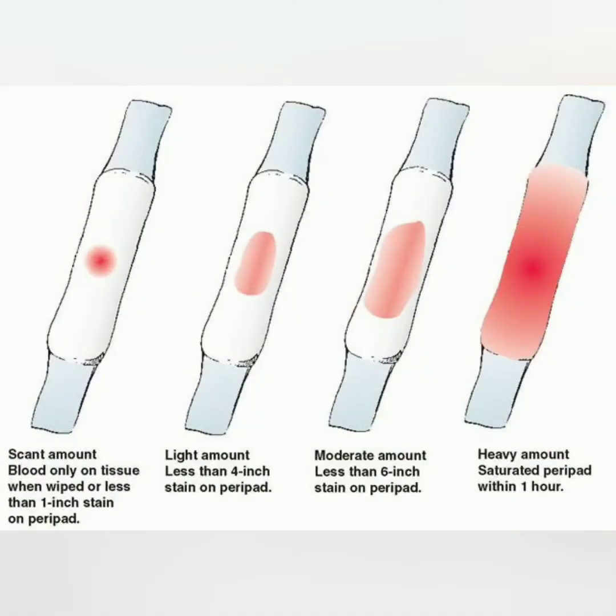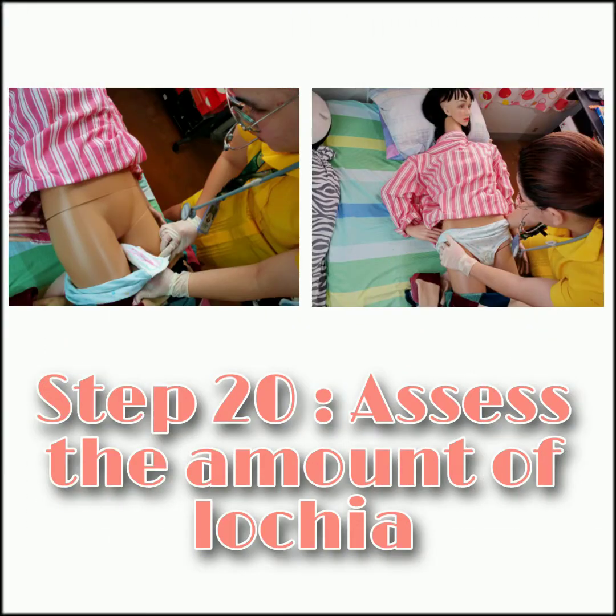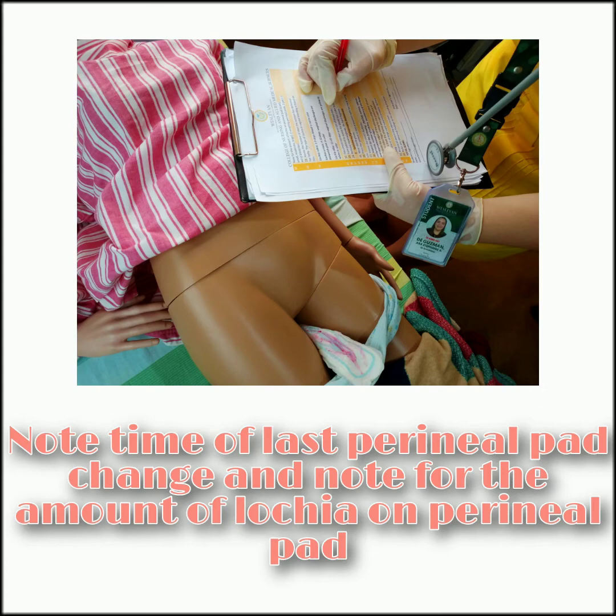So now, let's move on to lochia assessment. Step 20. Assess the amount of lochia. Note time of last perineal pad change and note the amount of lochia on the perineal pad: scant, small, moderate, or large. If weighing perineal pads, 1 gm equals 1 ml of blood loss.